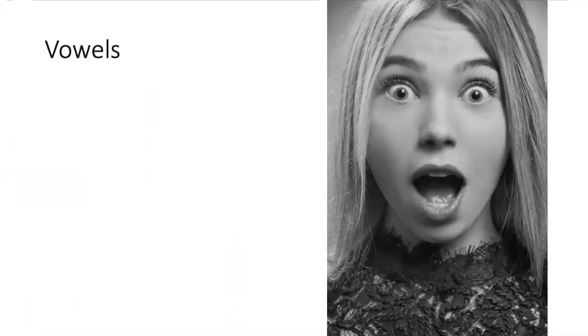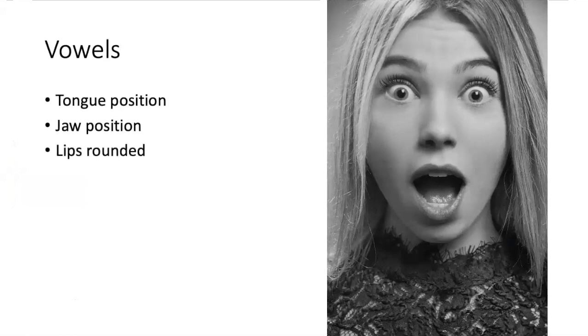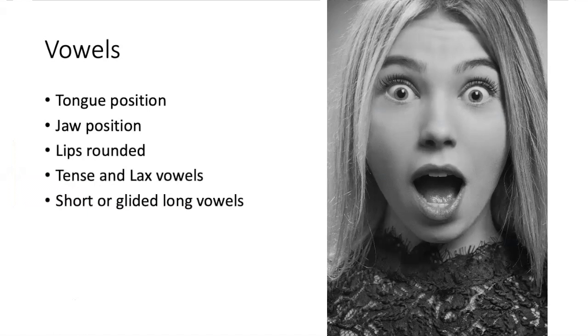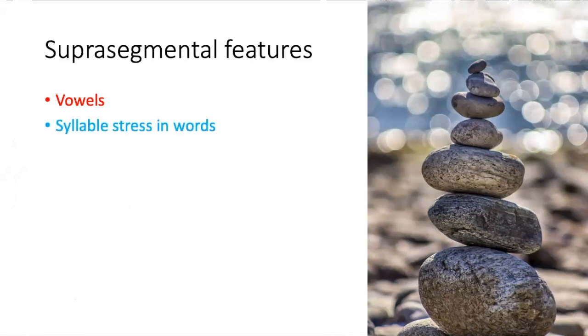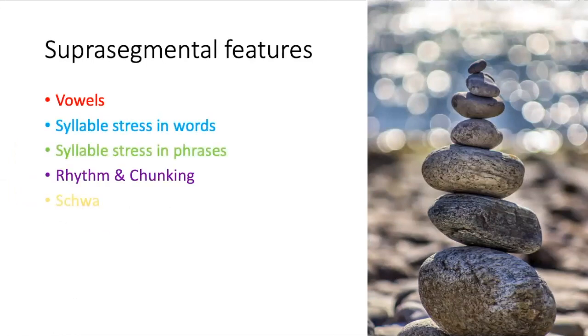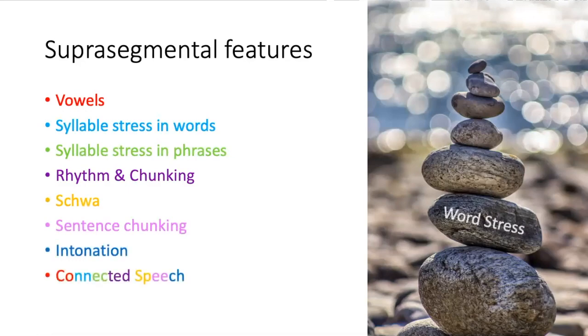What we've done now, we've looked at the vowel sounds. We considered the tongue position, the jaw position, the rounded lips, to include tense and lax voice, and thought about the short and glided long vowels as well. This is part of the series of pronunciation features at the suprasegmental level. So, a little on vowels. What we're going to look at today is syllable stress in words. As you can see, there's quite a lot still to do.